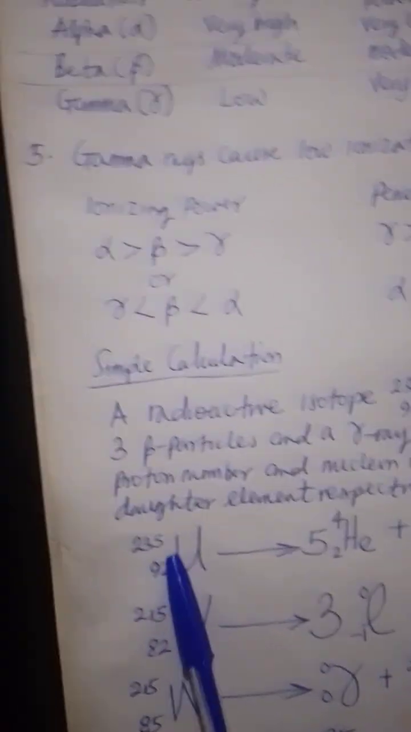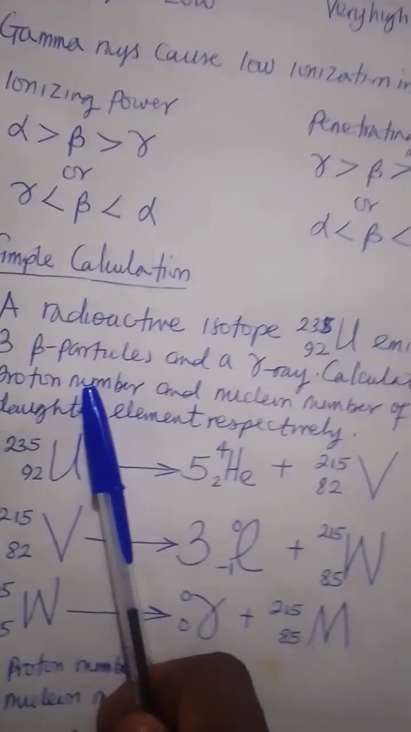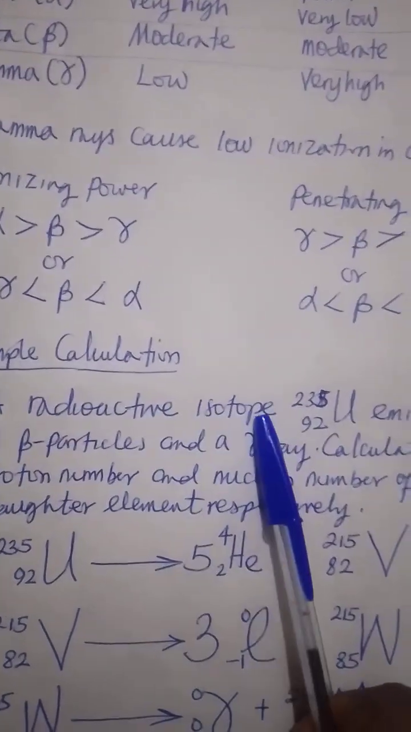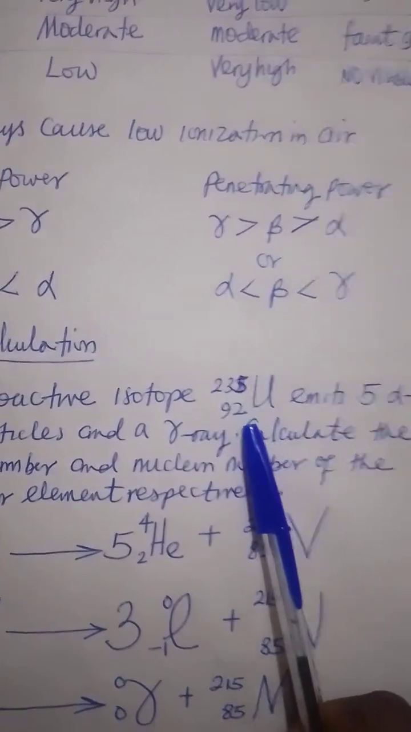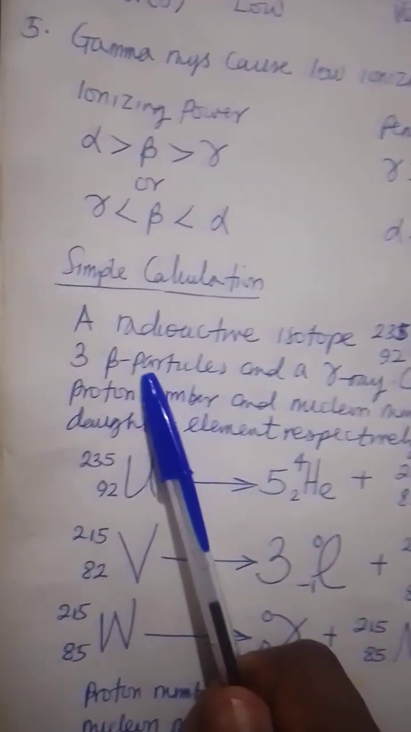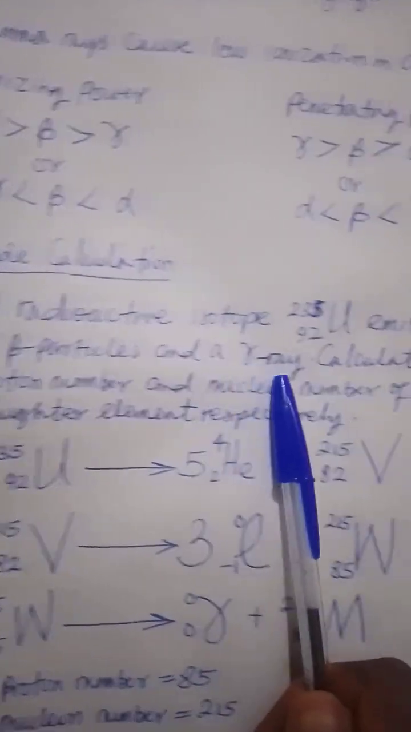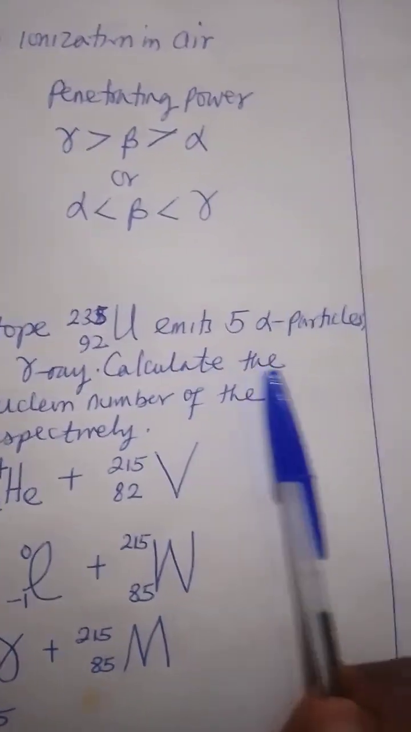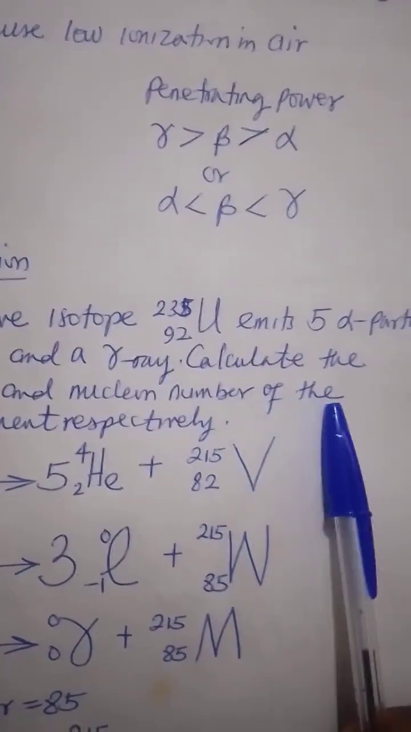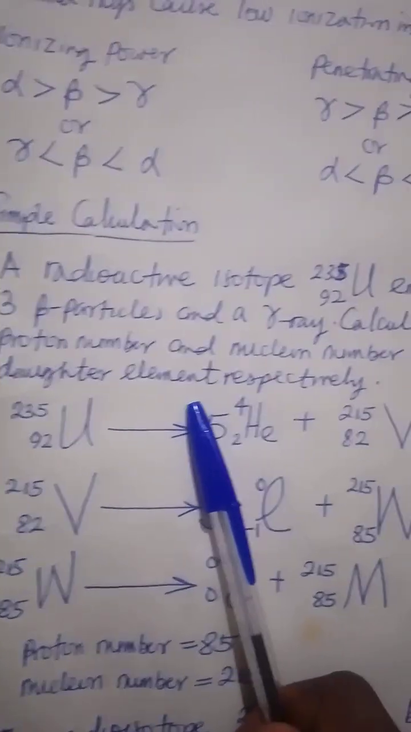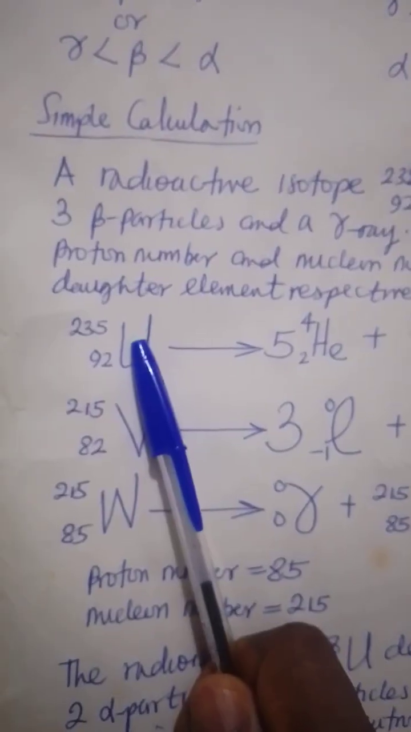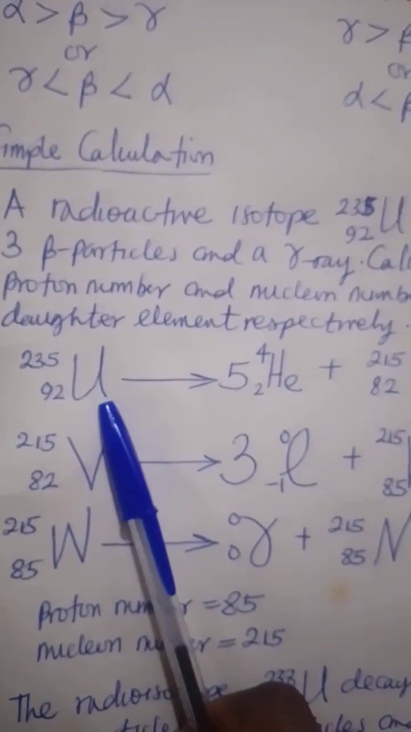So let's look at a simple calculation. So you will need to listen now. A simple calculation. A radioactive isotope 235/92 emits 5 alpha particles, 3 beta particles, and a gamma ray. Calculate the proton number and nucleon number of the daughter element respectively. So you have the radioactive isotope 235/92 uranium.